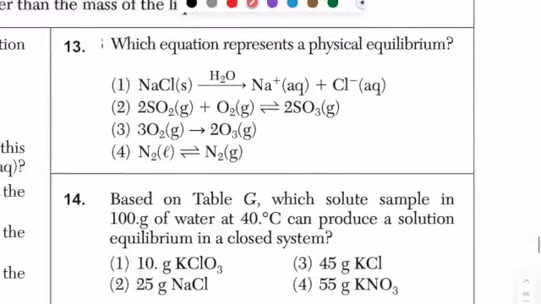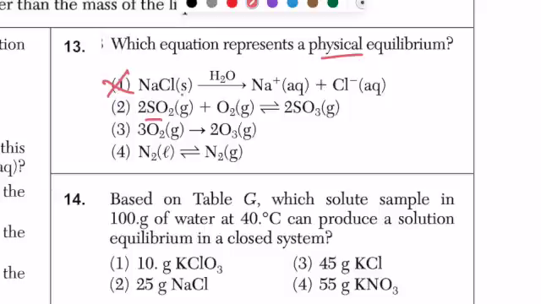Which equation represents a physical equilibrium? So physical equilibrium would mean when we don't have a chemical reaction going on. So this could be something like a phase change. So here we have solid breaking into ions, which is kind of like the bonds breaking. So that is not your answer.